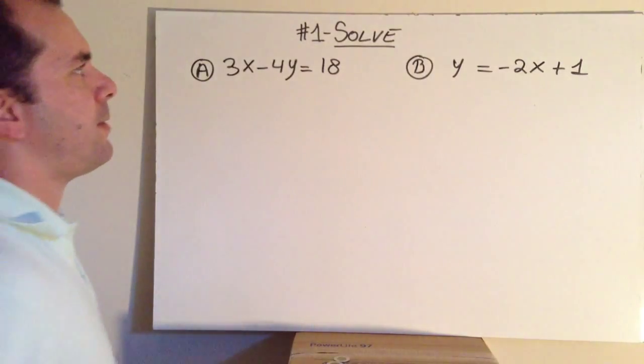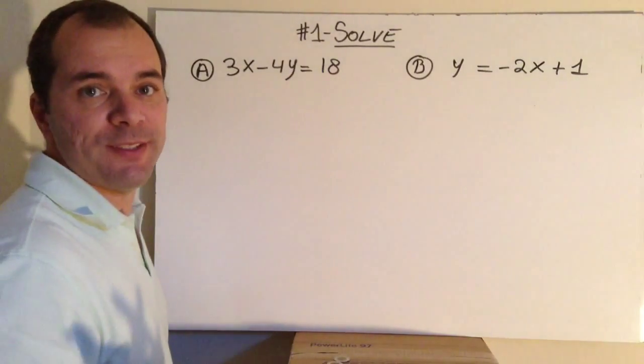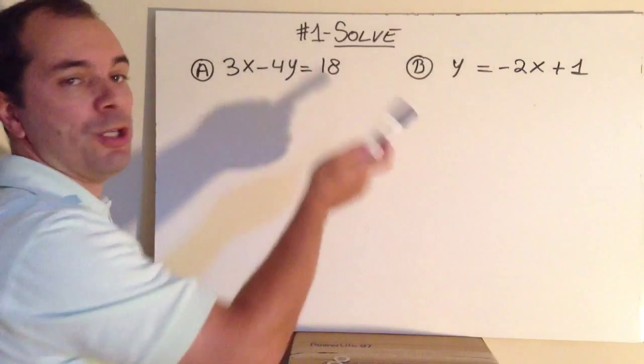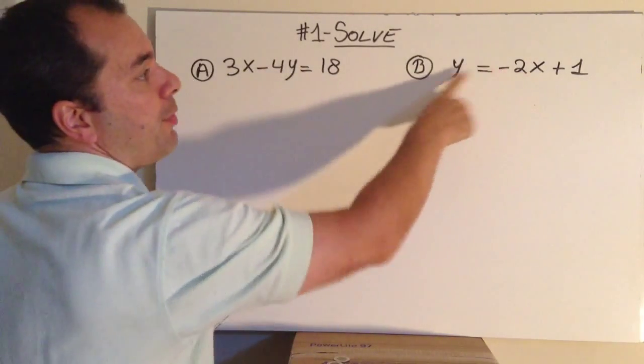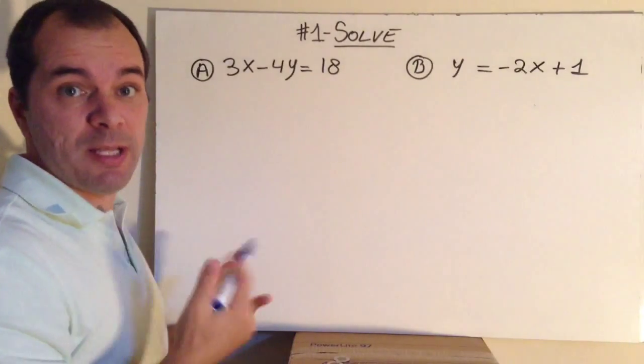So let's try this system. They're asking us to solve the system. How do I know it's a system? Because there's two equations. How do I know it's a linear system? Because both x and y on both equations are to the power 1. And I mean it's a line.